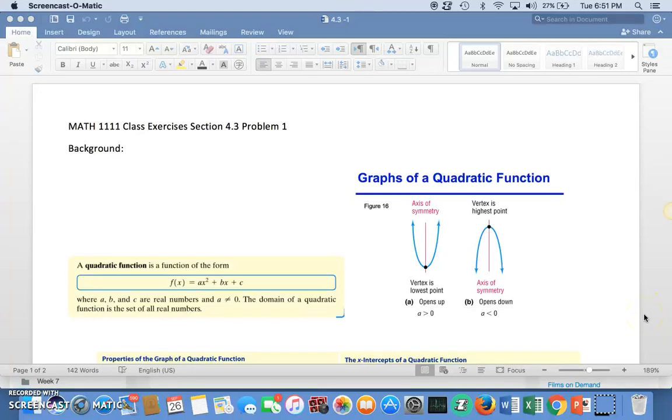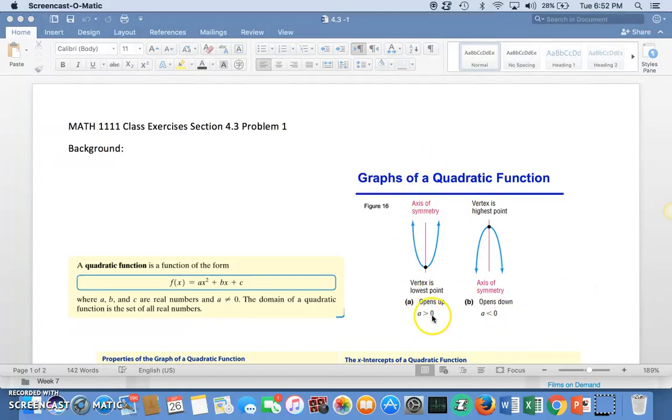Okay, we're doing section 4.3. This is problem number 1. Background information that is here, you're dealing with quadratics, the parabolas, and instead of y equals ax squared plus bx plus c, you're using it in function notation, but it's predominantly the same as it's always been.